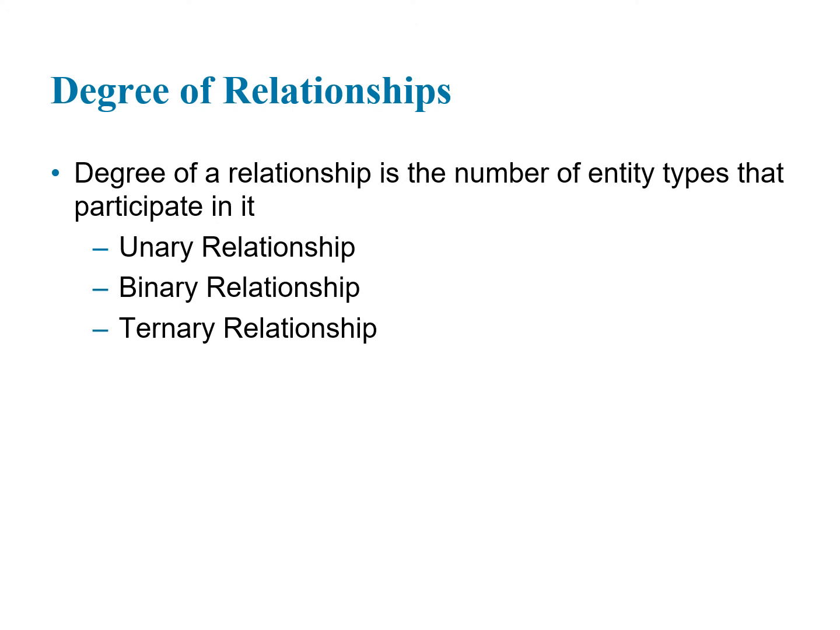Degree of relationship. Most relationships are of binary degree, but it is possible to have any number of entities involved in a relationship. Ternary refers to three. If you have more than that, it is sometimes referred to generically as an n-ary relationship. Degree of relationship is the number of entity types that participate in it. Unary relationship, binary relationship, ternary relationship.